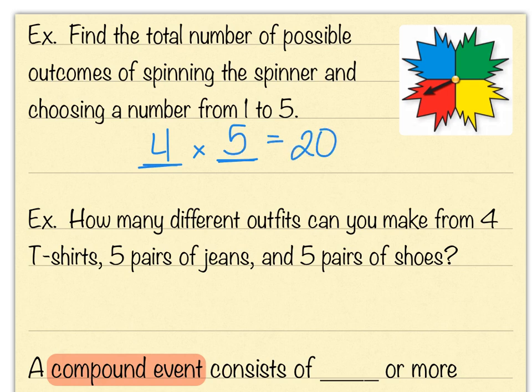If I wanted to make a list, it would be blue 1, blue 2, blue 3, blue 4, blue 5, green 1, green 2, and so on and so forth. But it doesn't say that I need the sample space. It just wants to know how many so that we can take a shortcut and just write 20.